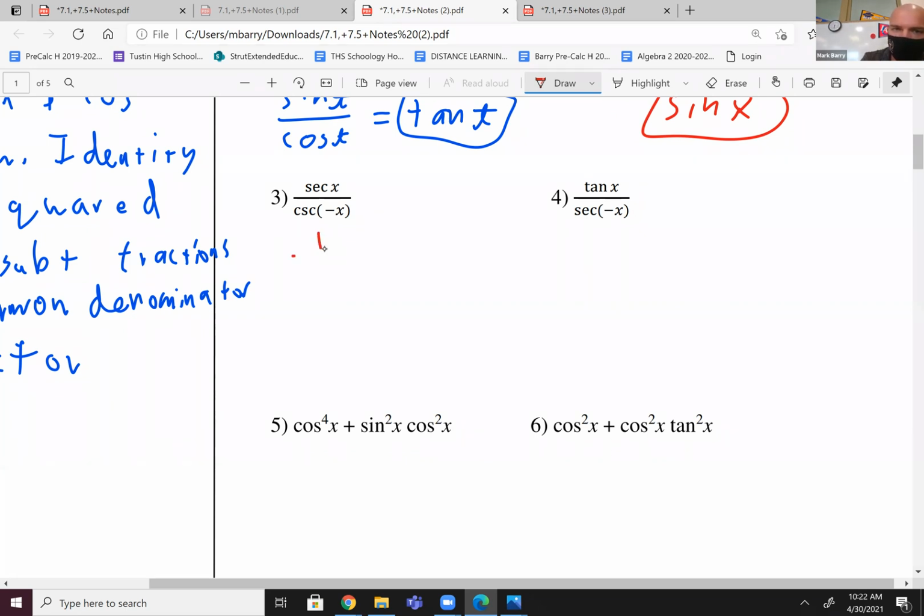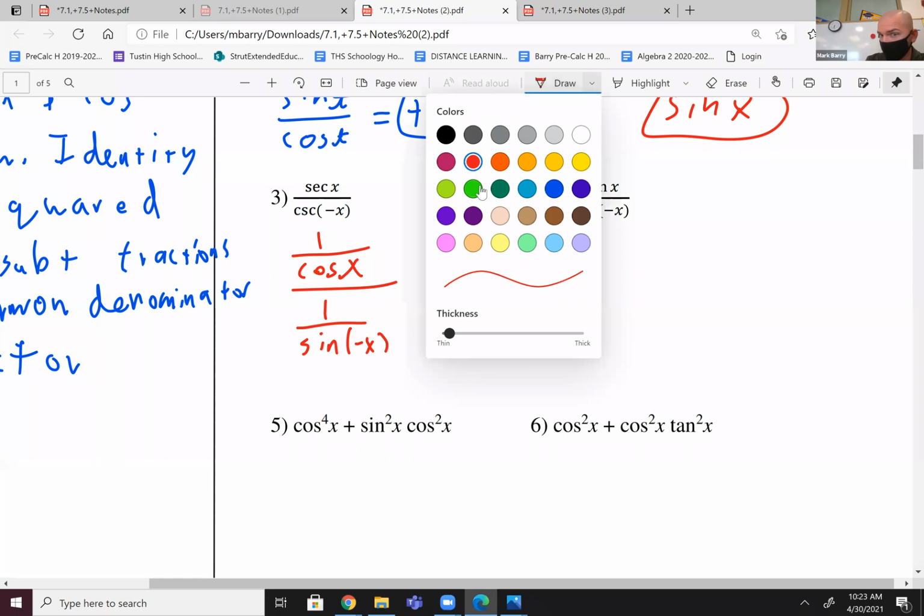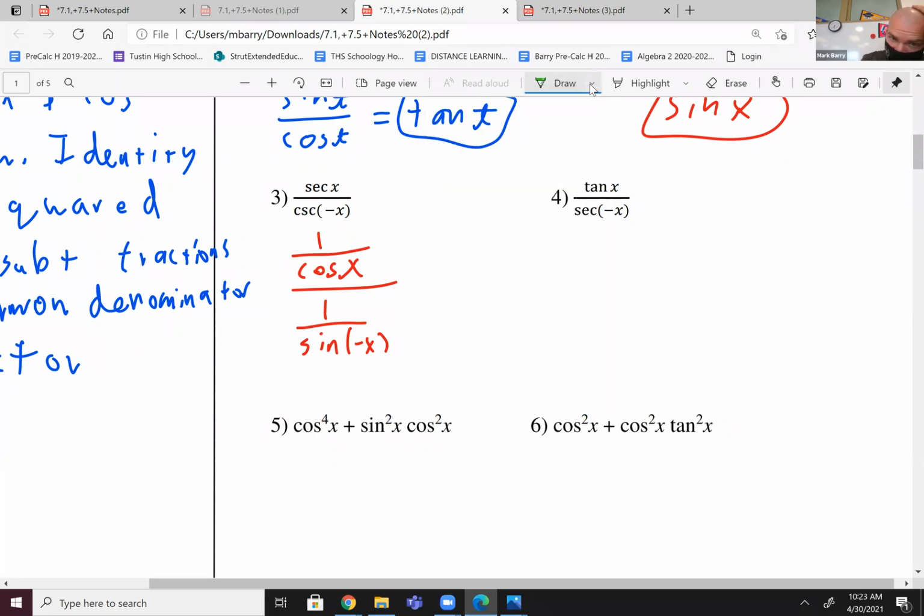So we have 1 over cosine x over 1 over sine of negative x. So you'll notice then, when I change the cosecant into 1 over sine, whatever was inside the cosecant is now inside the sine. So if it was a negative inside there, it's still a negative, okay? Well, now that it's a negative inside of a sine, we have a rule for that, correct? We said if we have a negative inside of a sine, we can turn that positive, but we have to throw a negative out front of it, yes?